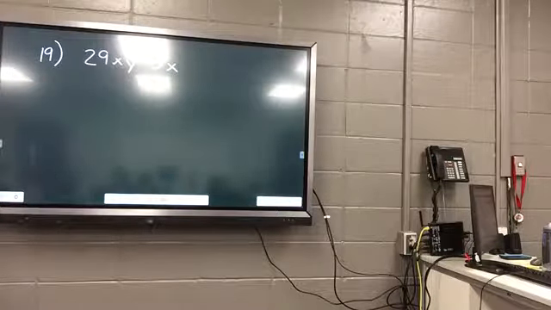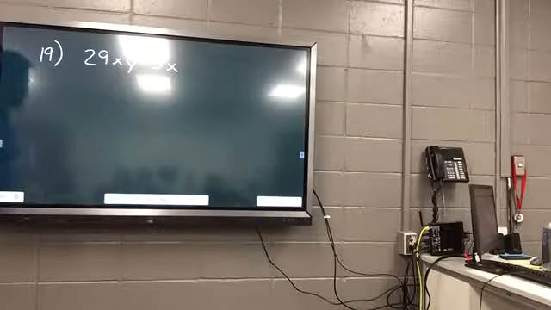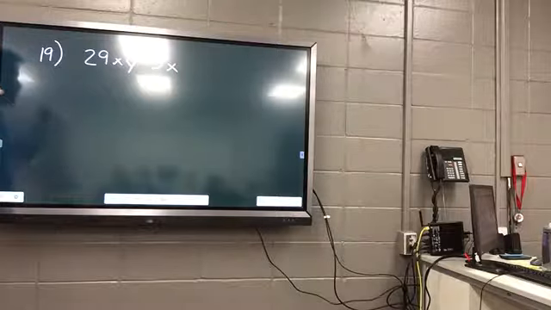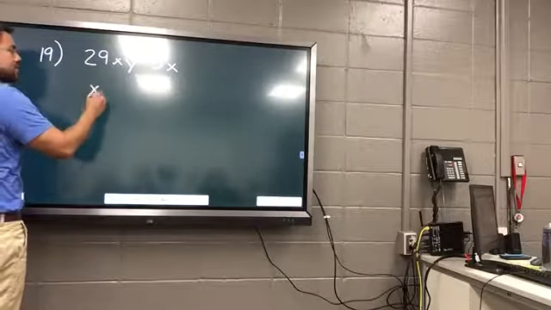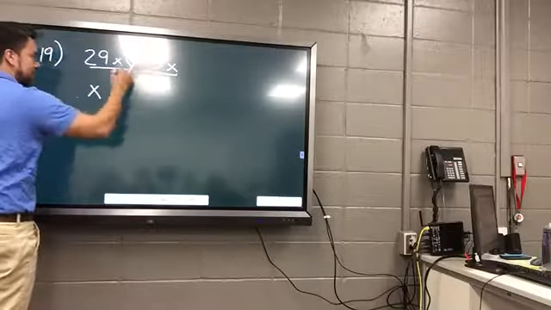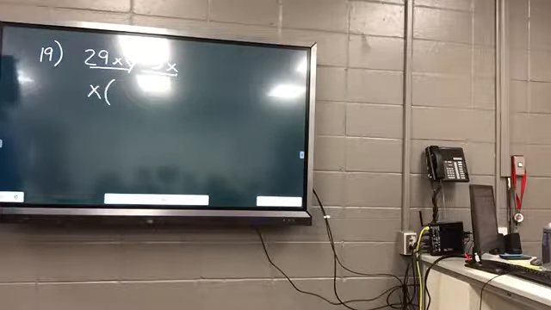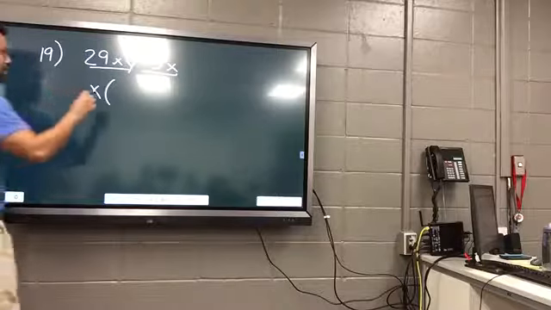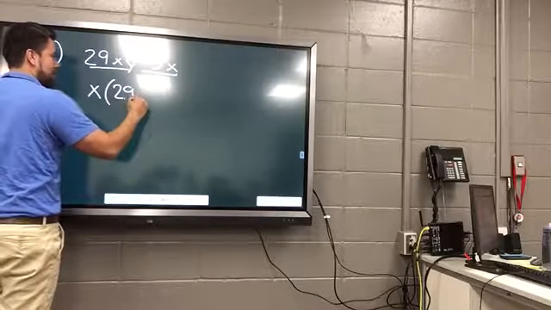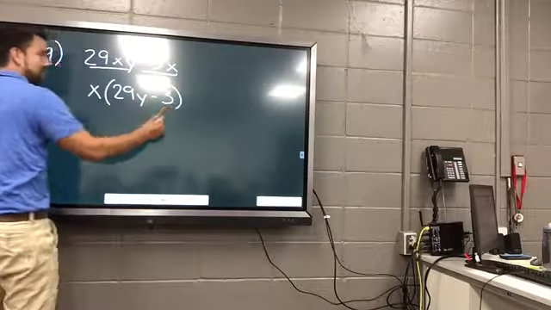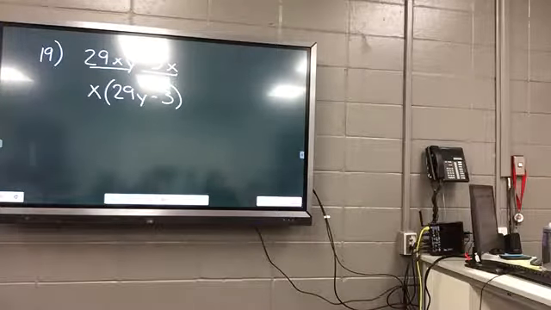Okay, James, what's the GCF of these two? 1. Okay, 1 is the numerical part, but anything with the variables? X. Don't they both have X? So X comes out. What's left in the parentheses, Josh? 29y minus 3. We're good.